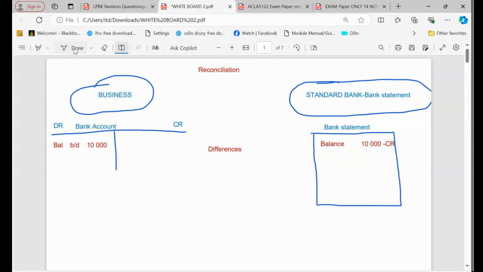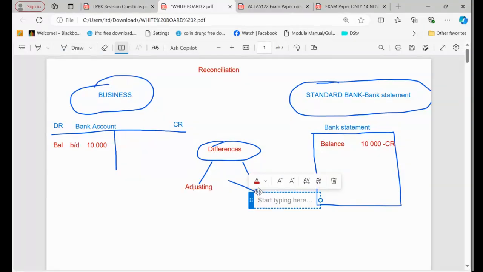And then these differences consist of, if I'm just reminding you of your theory, adjusting, and some are timing. Okay? I'm going to explain. If the difference is adjusting, it means that amount is appearing on the bank statement, but not yet in our books, which is the business. Did you get that? Yes. Adjusting means we are adjusting our books.